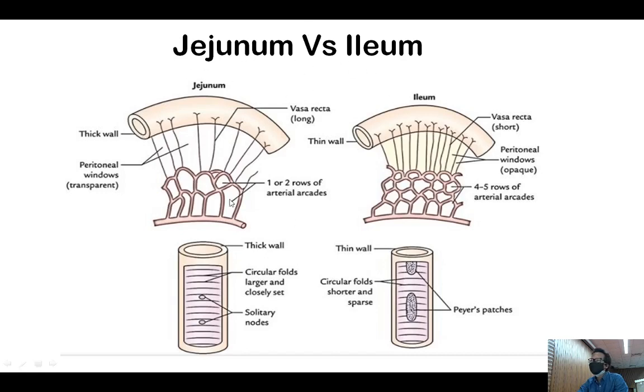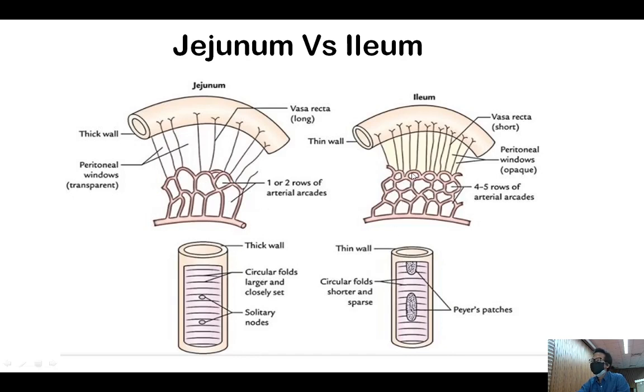First of all, the layer. The wall of the jejunum is thicker compared to the wall of the ileum. For that, you have to touch with your thumb and fingers and see. That's how you differentiate thick wall and thin wall. Now here you can see the arterial supply. The arterial arcades have just 1 or 2 rows, whereas in the ileum you'll have many rows of these arterial arcades.